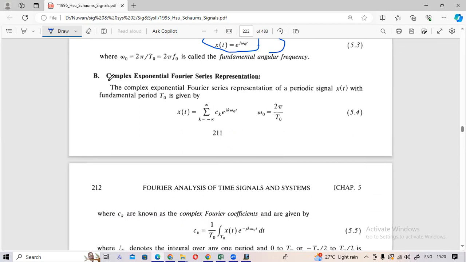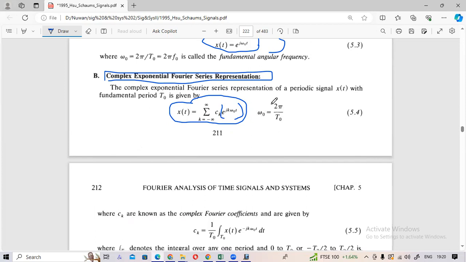So here, the complex exponential Fourier series representation. What does that mean? Any continuous time signal can be represented as a sum of complex exponential terms, e to the j k omega naught t. Omega naught is the fundamental frequency, which is equal to 2 pi over T naught, and T naught is the fundamental period.